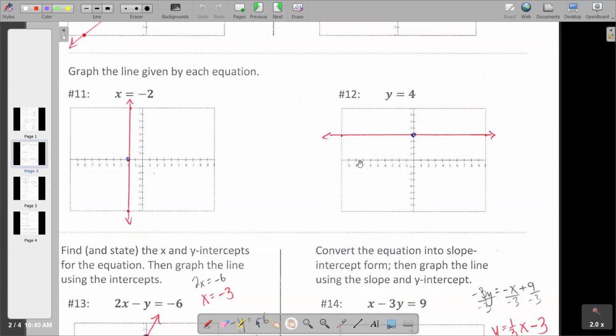But remember, if it's X equals, you just go to there on the X axis, make a mark, go up and down. If it's Y equals, you go on the Y axis to there, up or down, make a mark, and then go across. Any questions on 11 and 12?